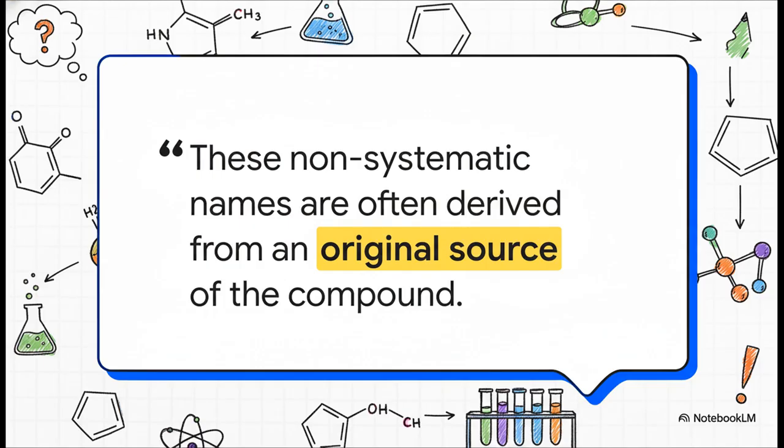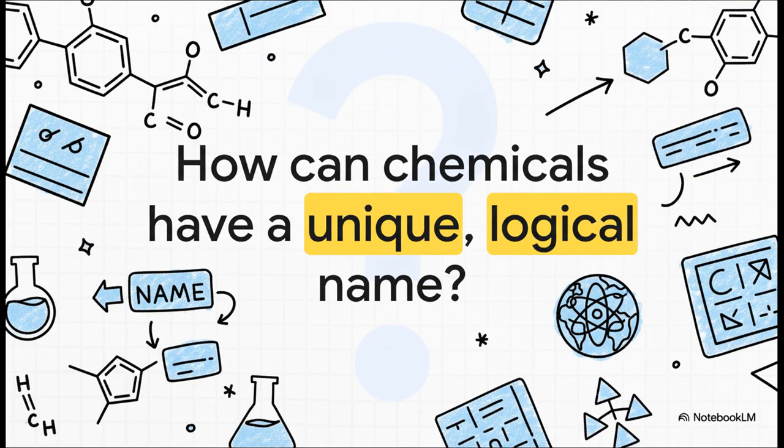Now, that kind of worked when we only knew about a few hundred compounds, but it's a system that just can't keep up when you start discovering millions of them. And that right there is the huge challenge. As chemistry just exploded as a field, we needed a much better way. A system that could give every single possible organic molecule its own unique logical name. A name that anyone, anywhere on Earth, could use to draw the exact same structure. I mean, how do you even begin to do something like that?